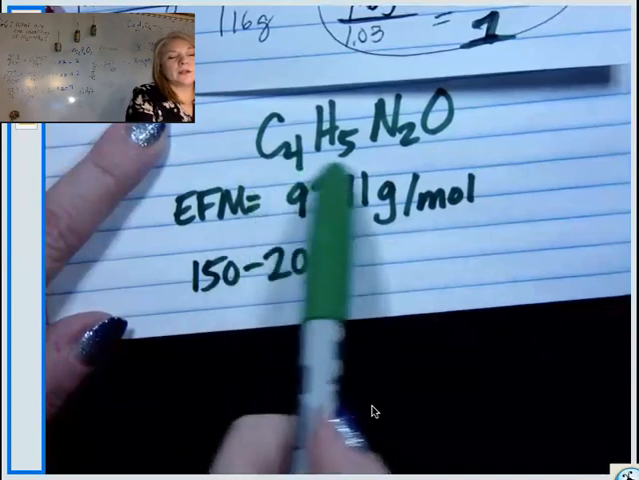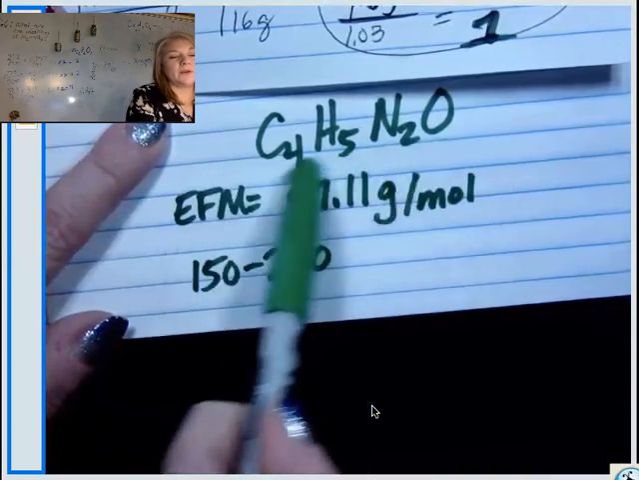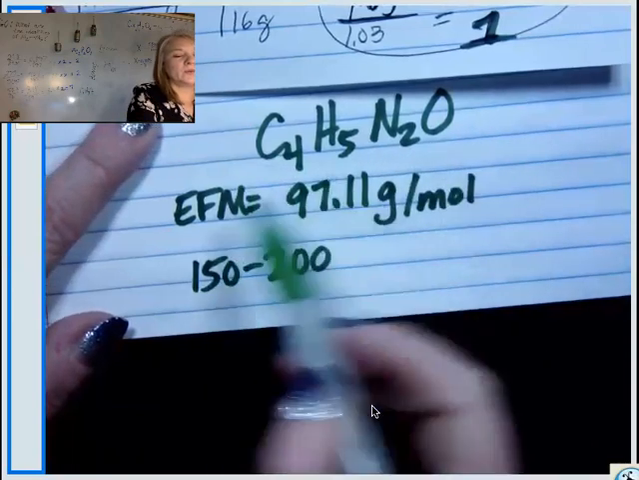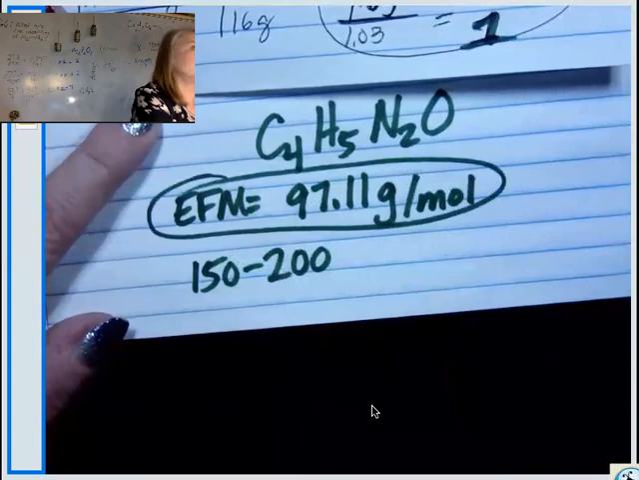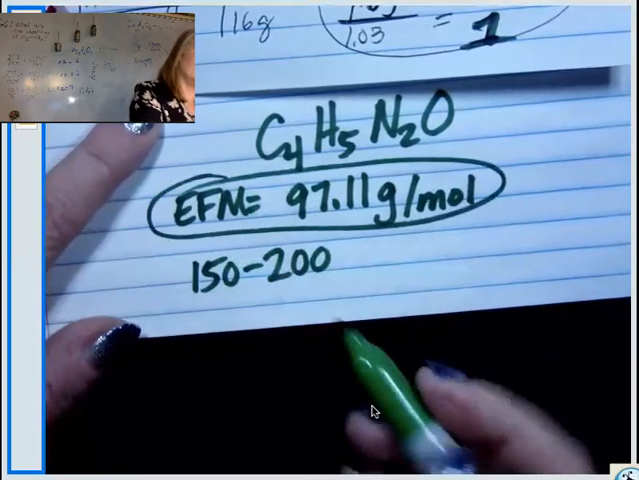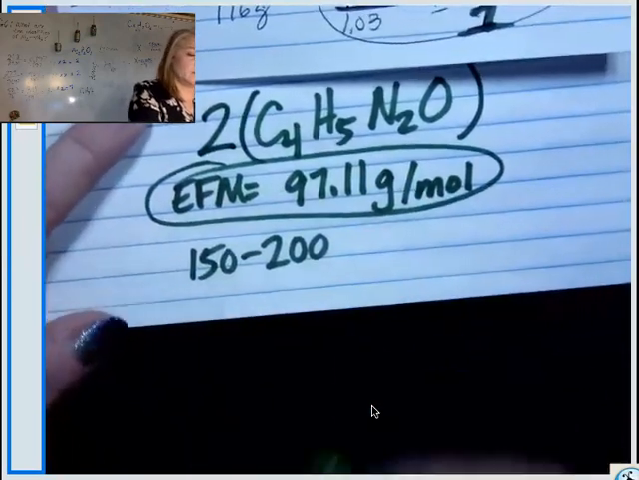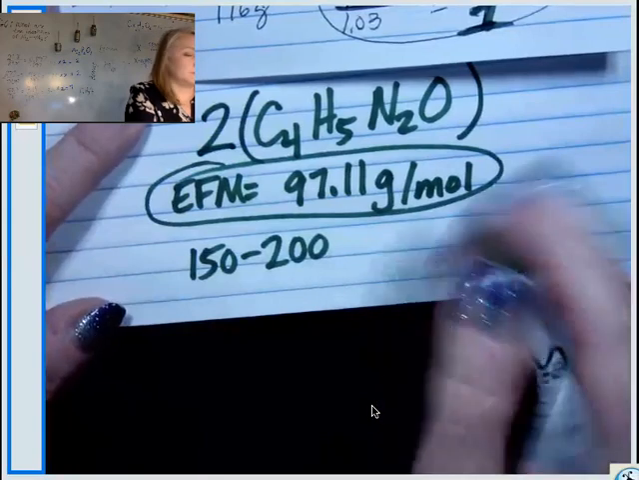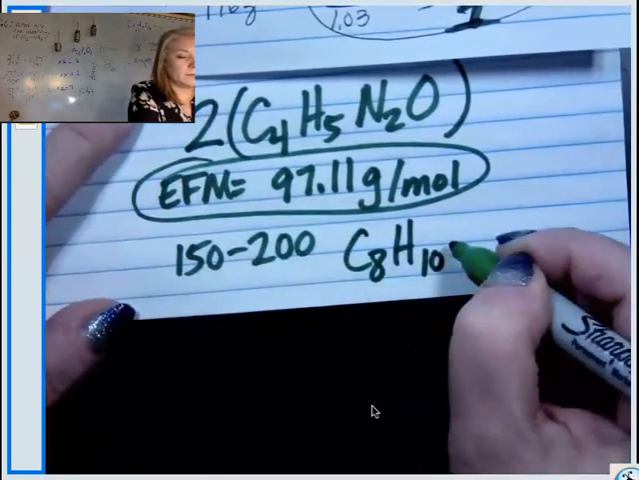Okay, so if our molar mass is supposed to be between 150 and 200, what would you anticipate we would need to multiply our empirical formula by, if the empirical formula mass is 97.11? Times 2. That's right. So what would our molecular formula be? 8, 10, and 4, and then 2.